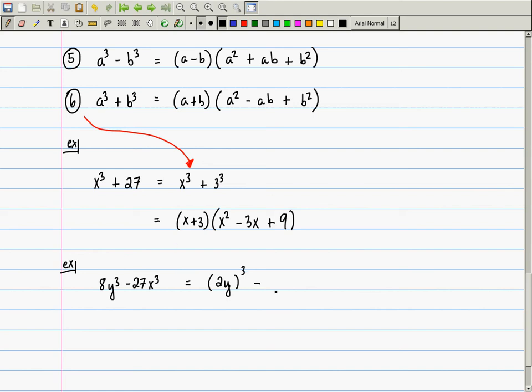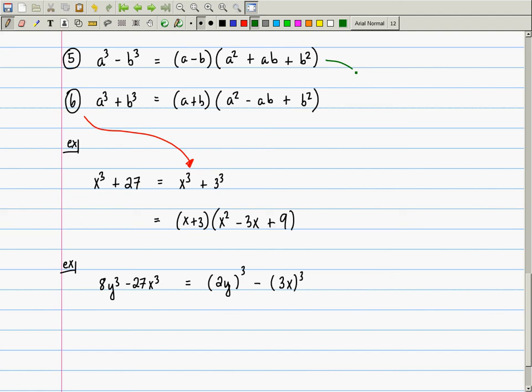Right, good. This can be written as 3x cubed. Okay, so now you can see that you have the difference of cubes. So if you're looking at item 5, what is playing the role of A? 2y. And what is playing the role of B? 3x, right? So I'll write that down.